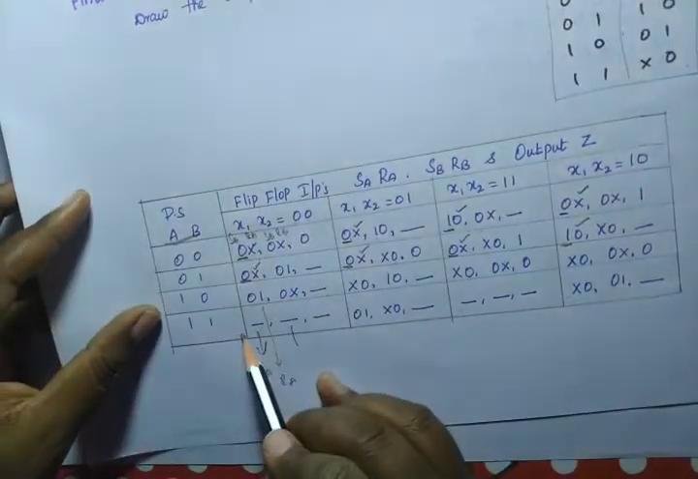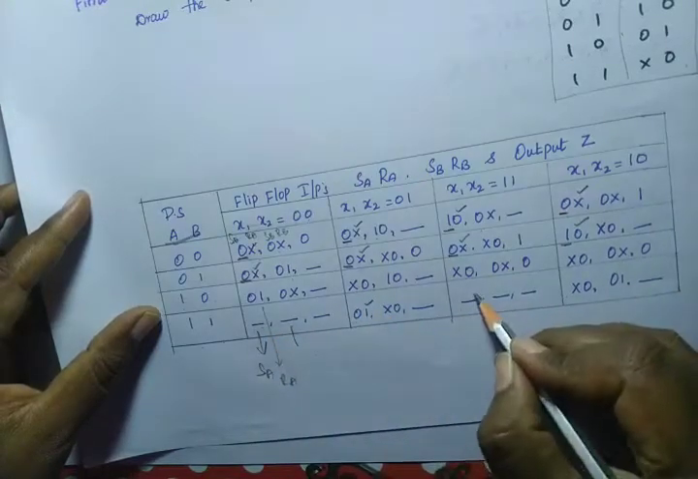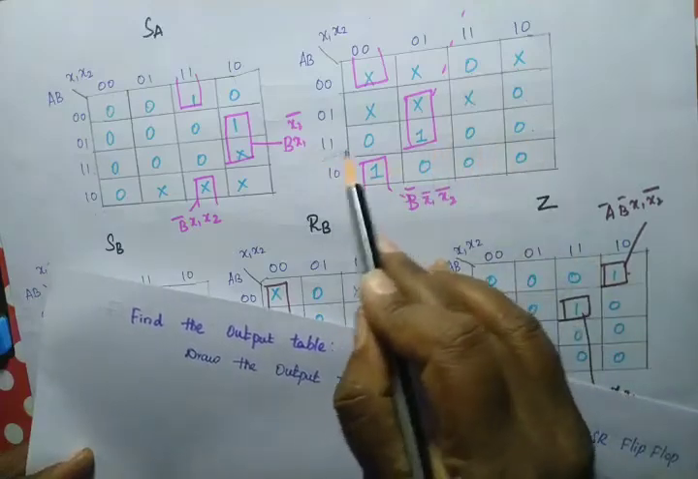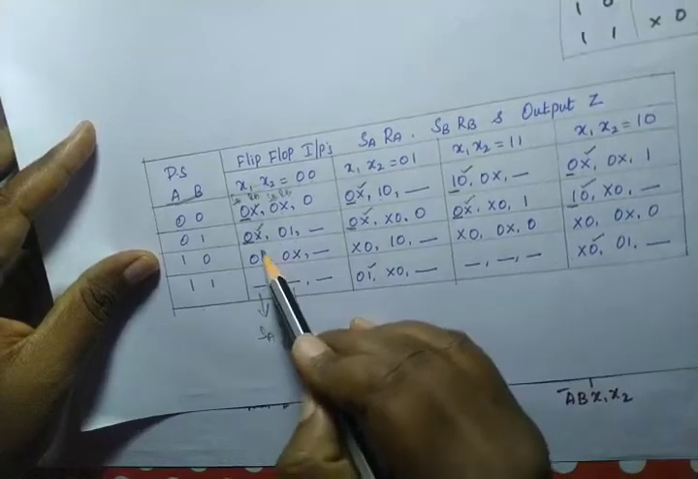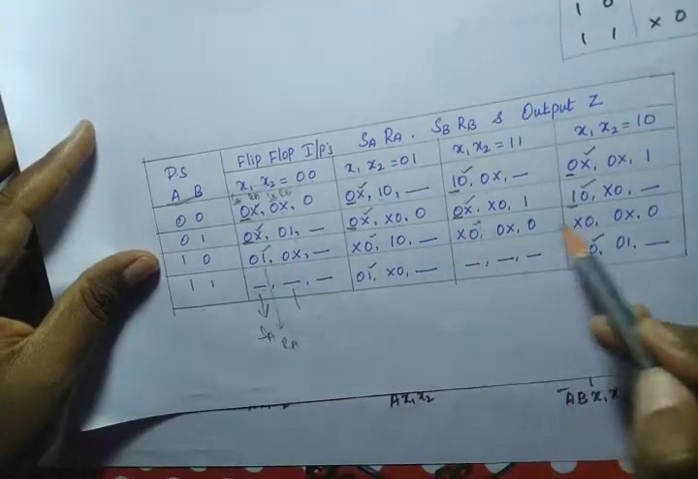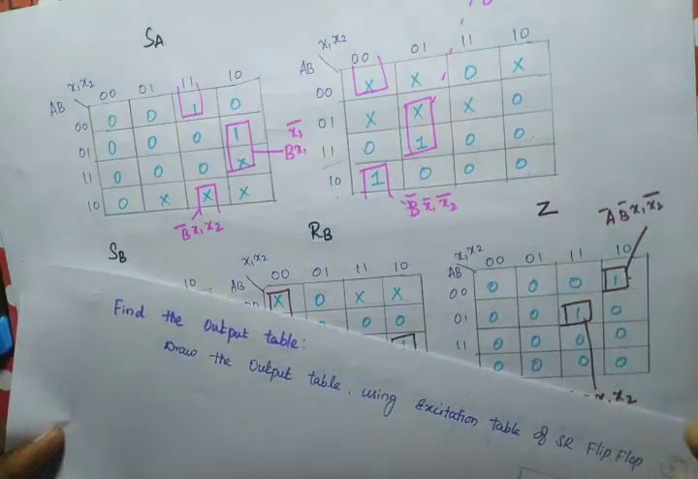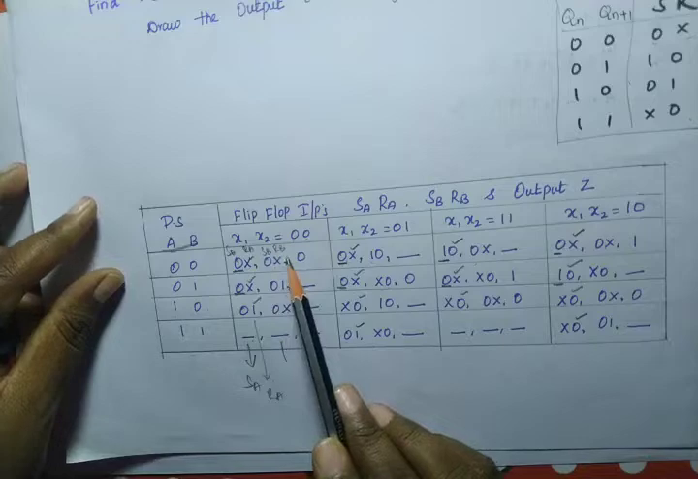Then this is for 1 1 0 1 0 0 0 1 0 0. This is for 1 1. Then for 1 0, we have to check here for 1 0 1 0 0 0 1 1 0 0 0. So like this we have to fill this SA, RA, SB, RB.